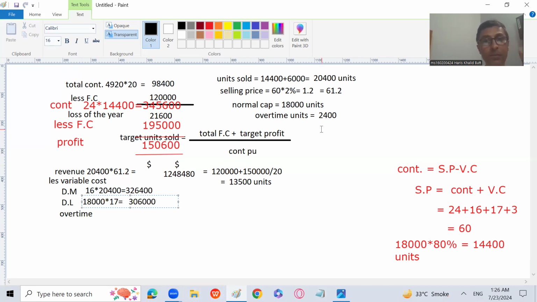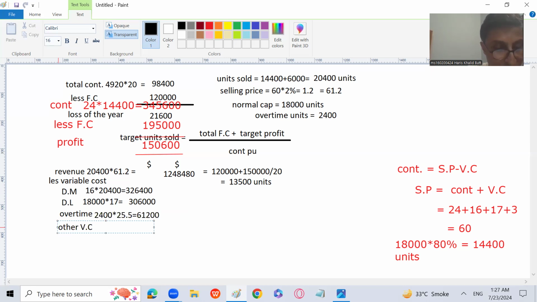Why, sir? Because, my dear, we have been selling 20,400 units, and above the normal capacity, which is 18,000, for all the units sold we have to pay overtime to the workers. So for 2,400 units, we have to pay overtime, which is 50% more than the normal pay rate. 50% more: half of 17 is 8.5, and if you add 8.5 to 17, you will get 25.5. So you multiply 2,400 with 25.5 to get 61,200. Then we are going to write the other variable cost.